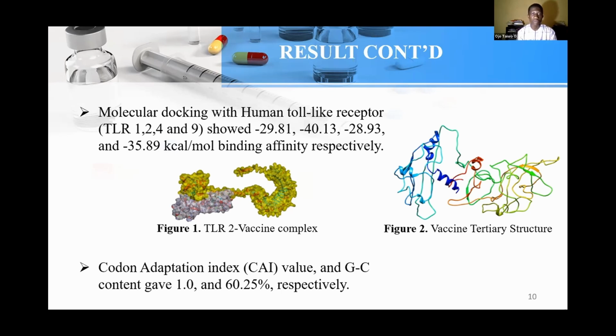And the molecular docking result justified that Epstein Barr virus can really activate TLR2 and 9 by their binding affinity. We have TLR1 showing minus 29.81 kilocalorie per mole, TLR2 giving minus 40.13, TLR4 giving minus 28.93, and TLR9 giving minus 35.89. Since human toll-like receptor 2 and 9 presented higher binding affinity, that justifies that Epstein Barr virus can activate human toll-like receptor 2 and 9.